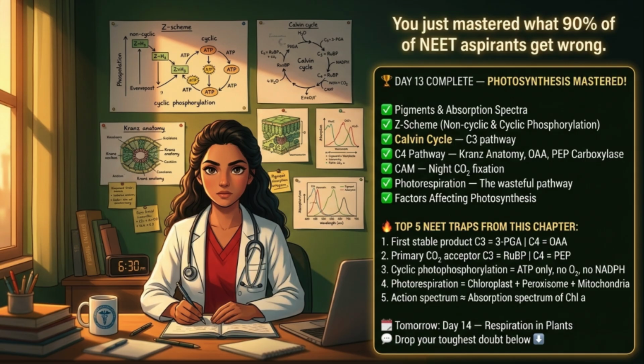Five NEET traps to burn into your memory. First stable product in C3 is 3-PGA. C4 is OAA. CO2 acceptor in C3 is RuBP. In C4, it's PEP. Cyclic photophosphorylation makes only ATP. Photorespiration involves chloroplast, peroxisome, and mitochondria. And action spectrum matches absorption spectrum of chlorophyll A.